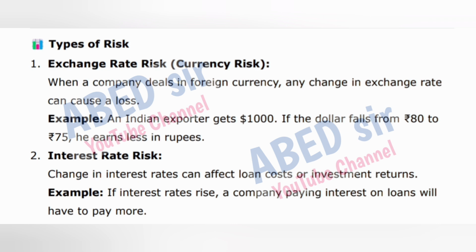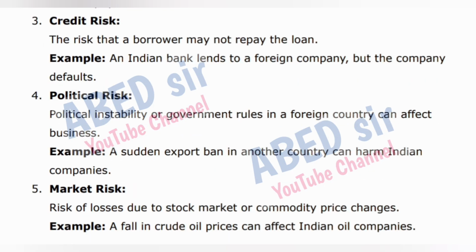2. Interest rate risk. Change in interest rates can affect loan costs or investment returns. Example, if interest rates rise, a company paying interest on loans will have to pay more. 3. Credit risk. The risk that a borrower may not repay the loan. Example, an Indian bank lends to a foreign company, but the company defaults. 4. Political risk. Political instability or government rules in a foreign country can affect business. Example, a sudden export ban in another country can harm Indian companies.